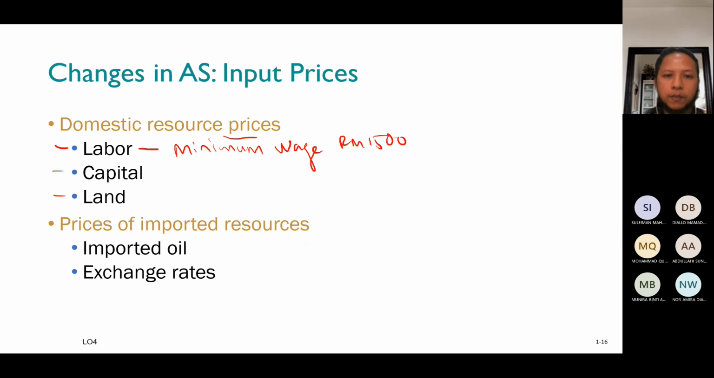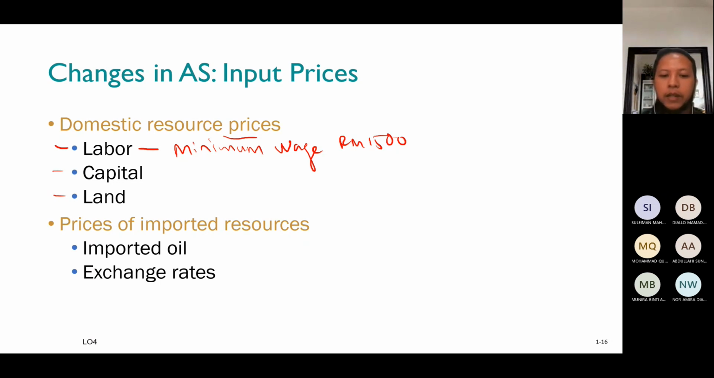Many people were arguing that when you have a minimum wage, this will increase the resource price. And then many people are arguing that because of this, the cost of doing business is higher, and businesses are forced to increase the price of goods that they are producing, and therefore this causes inflation. So this is an argument.